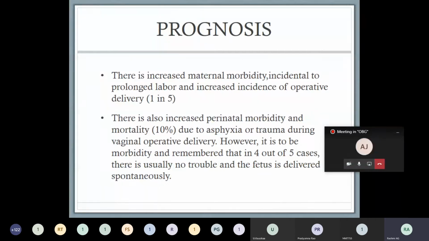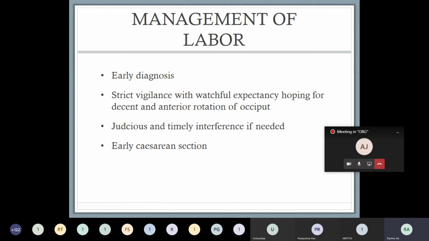There is increased maternal morbidity, obviously, because labor is prolonged, and also because of increased incidence of operative vaginal delivery or even a cesarean section. Hence the morbidity is more when compared to left occipital anterior position. And also there is increased perinatal morbidity and mortality because of asphyxia and trauma during the vaginal operative delivery. However, what we have to remember is in 4 out of 5 cases, usually there is no trouble and the fetus is delivered spontaneously.